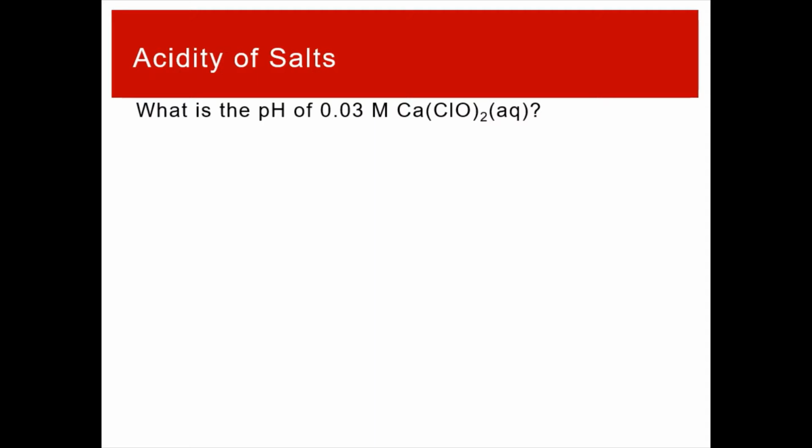In this example, we're starting to see that a lot of the acids and bases we're dealing with are ions themselves, and how we actually get them in solution is as a salt. They're paired with some other ion to get them dissolved in solution. So this is a really common way we prepare acid-base solutions. So what is the pH of 0.03 molar calcium hypochlorite?